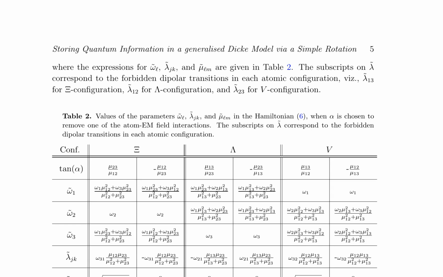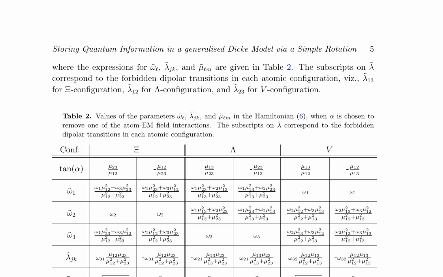The transformed Hamiltonian is derived, showing the reduction of the system's complexity while maintaining its essential features. In the realm of quantum information storage, a generalized Dicke model is proposed, leveraging a simple rotation to store quantum information. This model comprises three atomic levels and an electromagnetic field, with specific interactions between them. By applying a rotation, the Hamiltonian for this system can be simplified, removing one of the atom-field interactions and yielding a new matter one-body coupling between atomic levels without dipolar transitions.